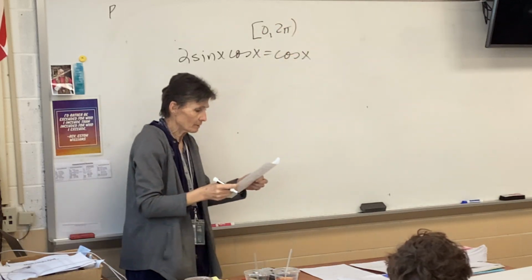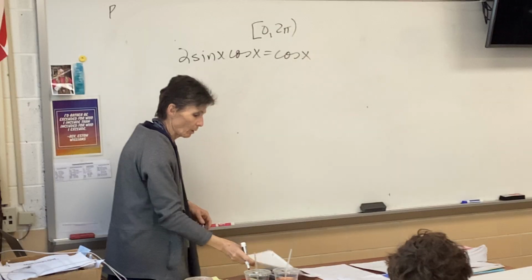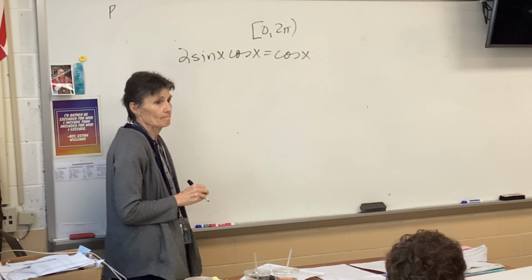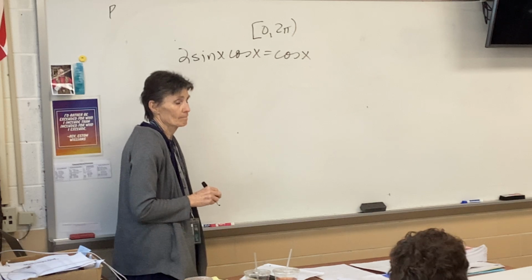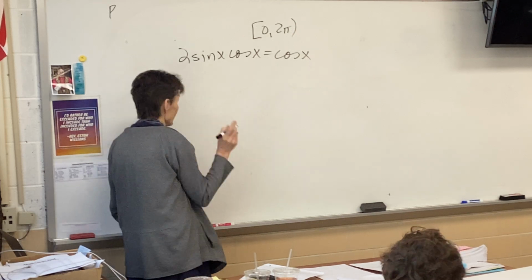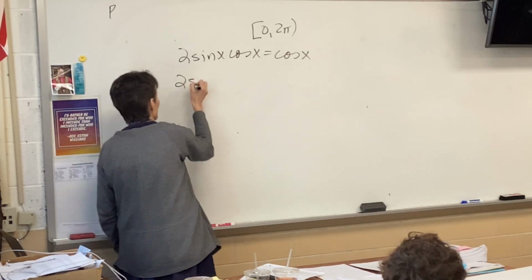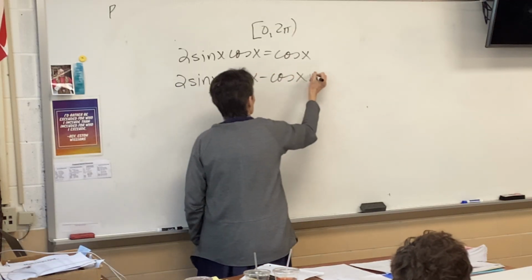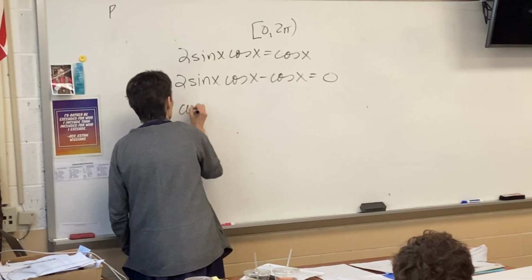All right, here are the directions. Here's the problem. What do we do? Factor out. Well, can't factor out until I move it over. So I'm going to move that cosine over, and then I'm going to factor it out.